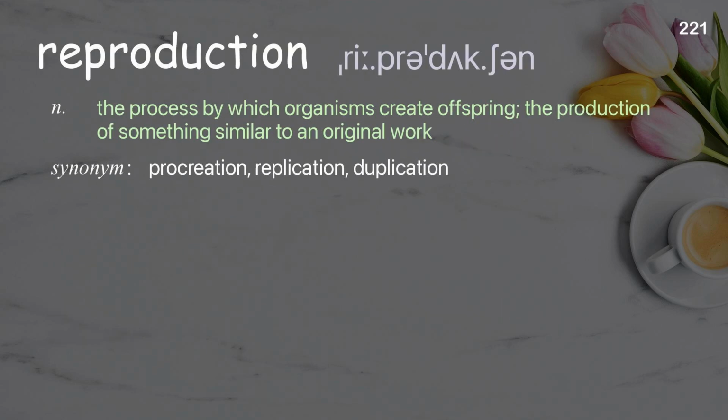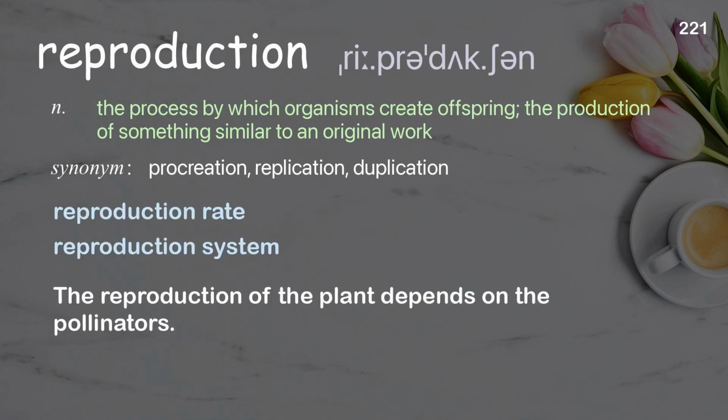Reproduction. The process by which organisms create offspring, the production of something similar to an original work. Examples: Reproduction rate. Reproduction system. The reproduction of the plant depends on the pollinators.